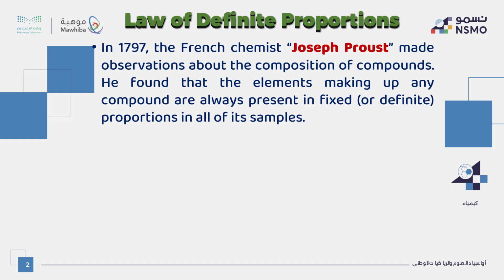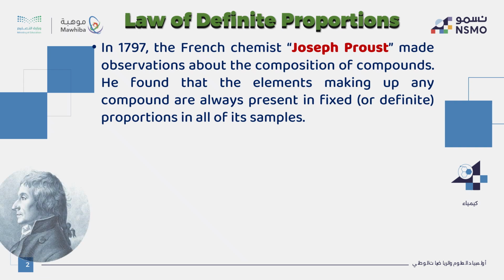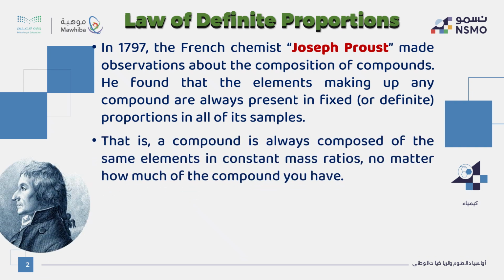In 1797, the French chemist Joseph Proust made careful observations about the composition of chemical compounds. He discovered that the elements making up any compound are always present in a fixed or definite proportion in all of its samples. This means that a compound is always composed of the same elements, and these elements are present in a constant mass ratio, no matter how much of the compound we have.